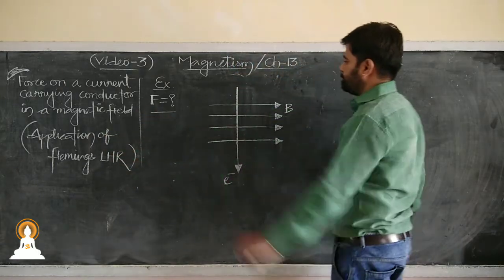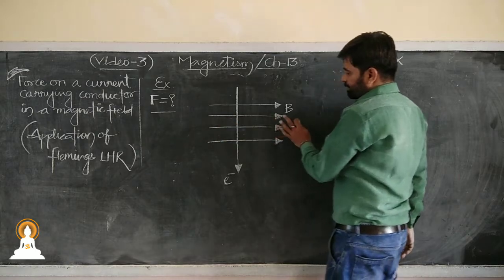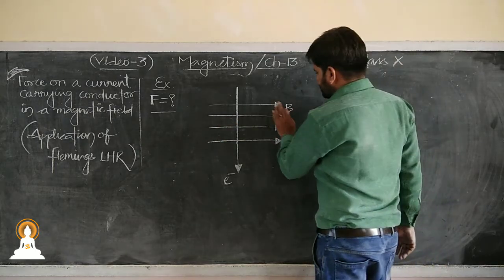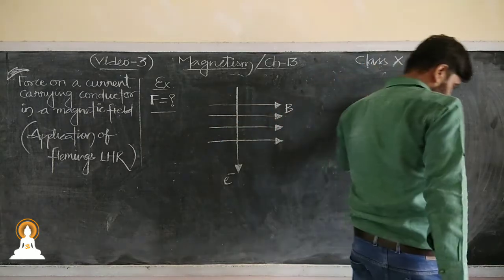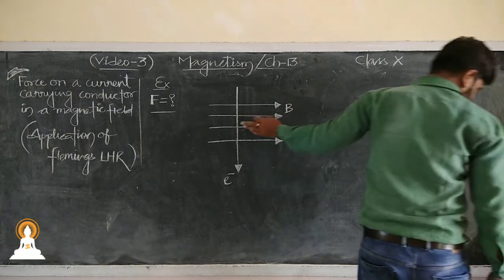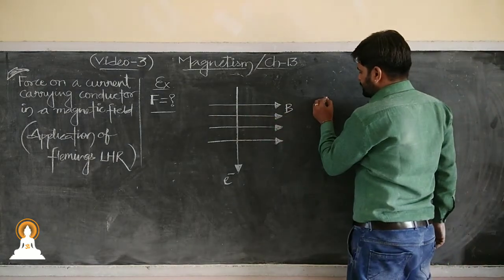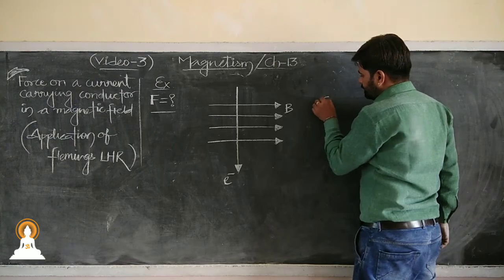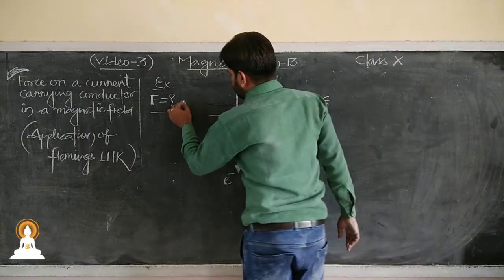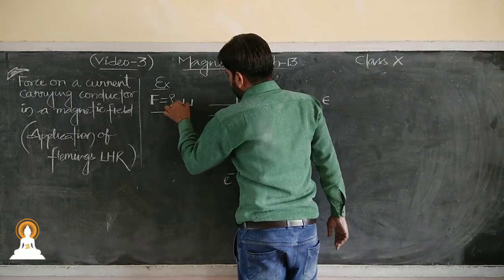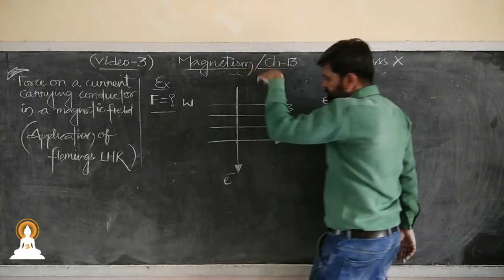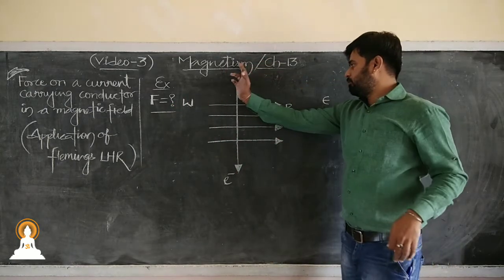Let us take an example. Suppose we are having a uniform magnetic field in this direction. Suppose the direction is east, and this direction is west. Now listen, an electron enters this particular field from top to bottom.